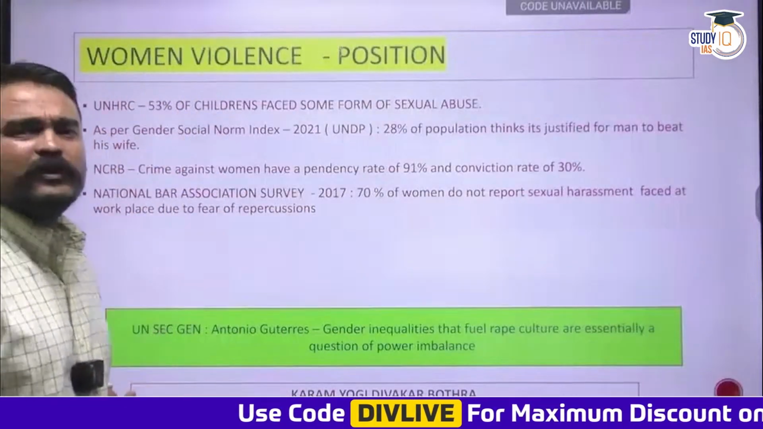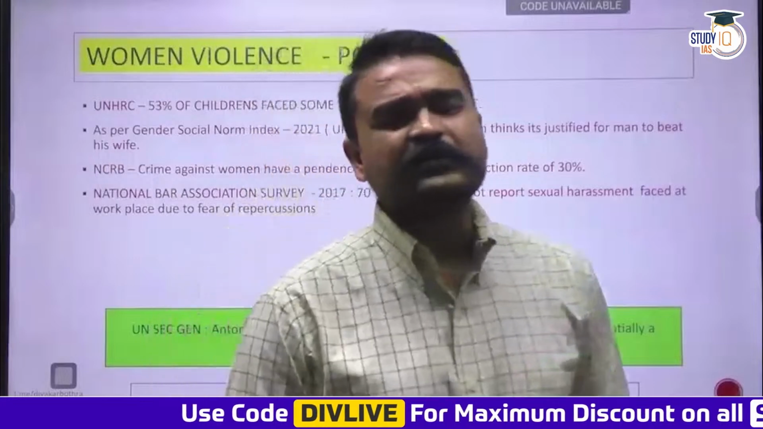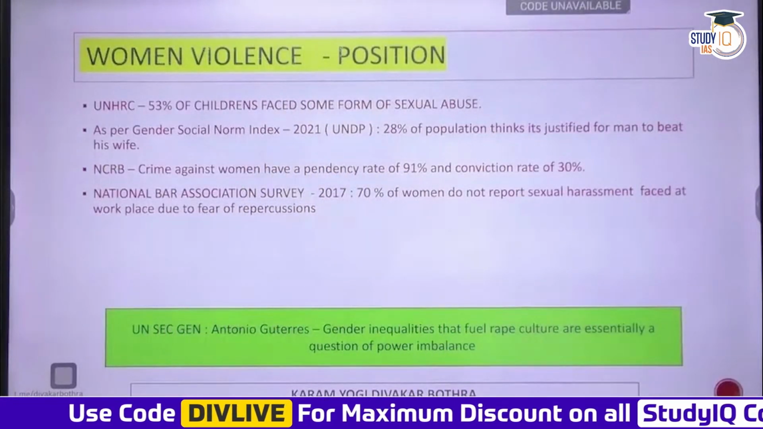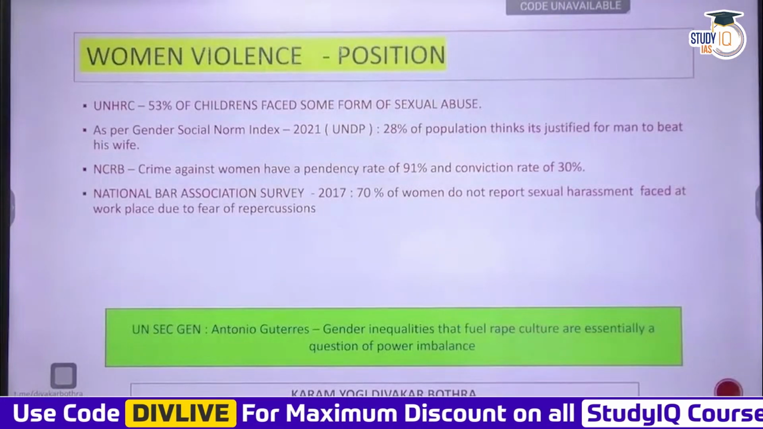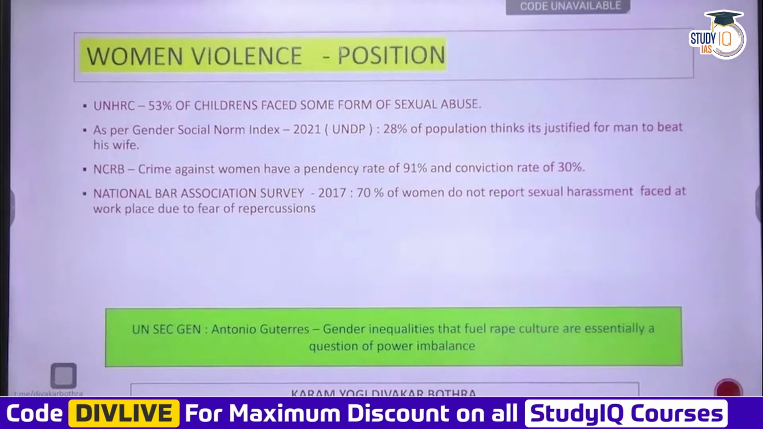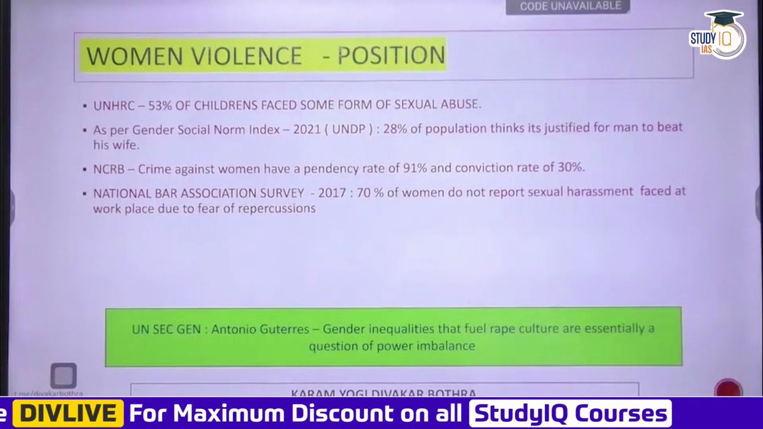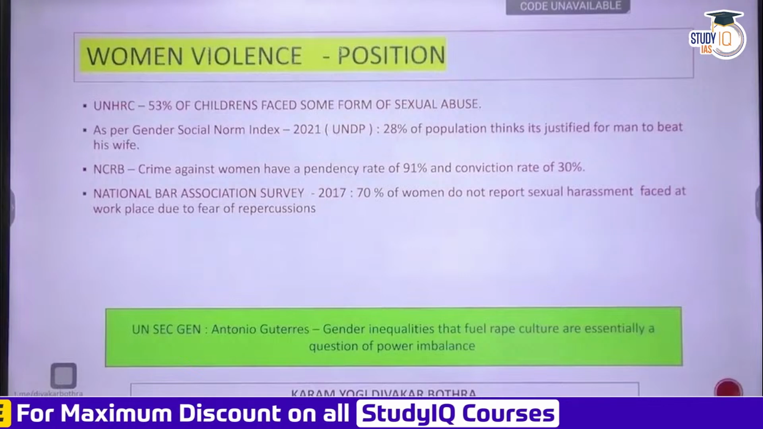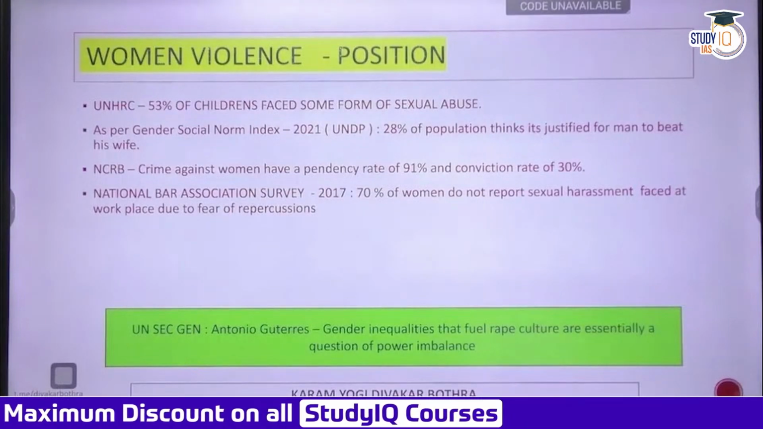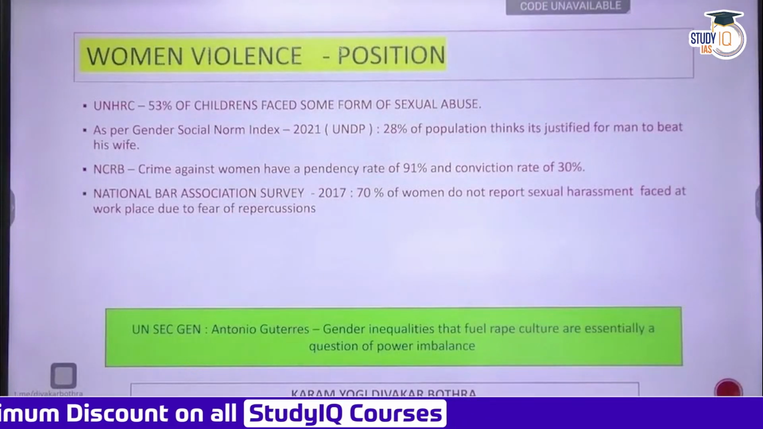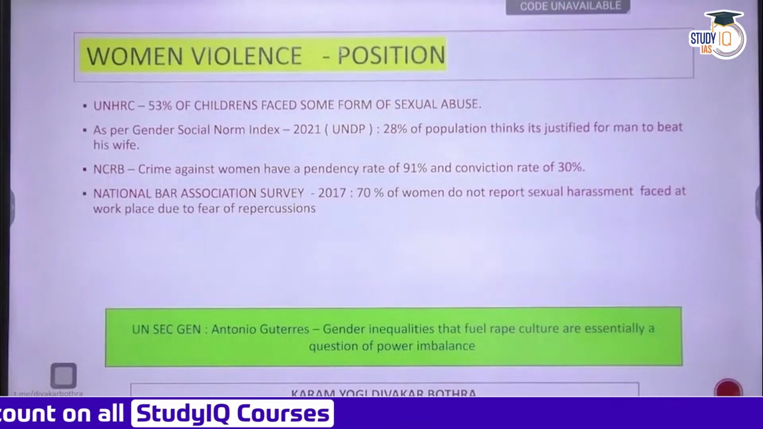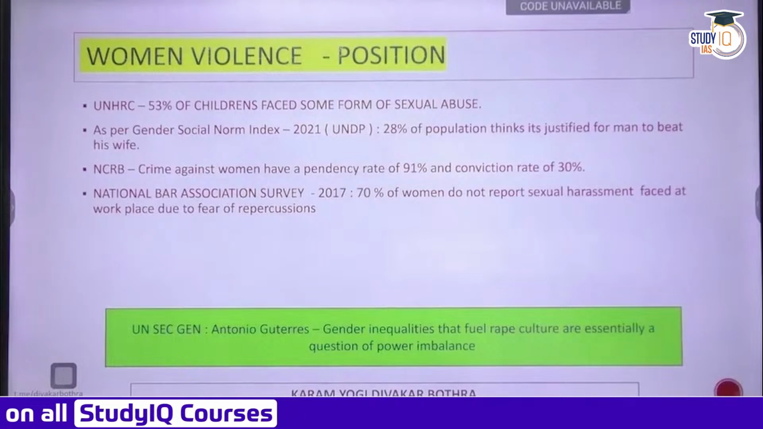Let's look into some of the facts with respect to violence against women in India. The Human Rights Commission says 53% of children faced some form of sexual abuse. It may not be purely violence against women, but yet there is a possibility that a huge number of girl children would often become the victim of such child abuse.